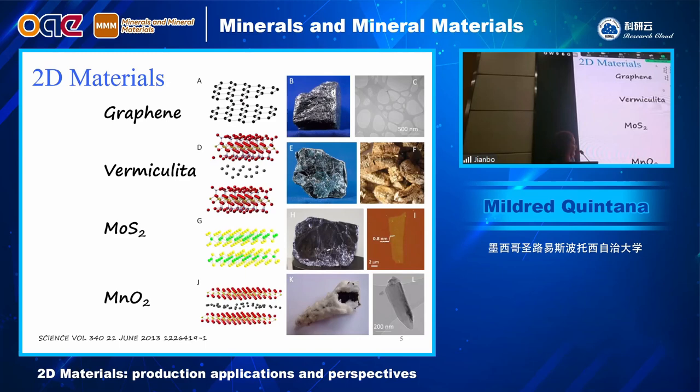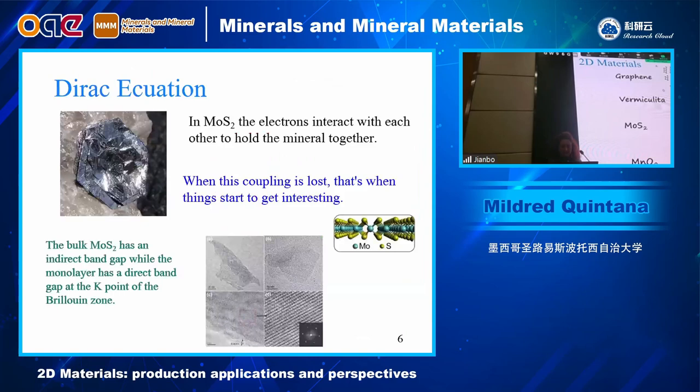And also we have some metal oxides and manganese oxide. All of these materials, you can see the minerals and you can see the exfoliated materials, and the properties of them are completely different from one to the other. Again, in the case of molybdenite, this is the mineral that is found in nature. And when you take out one of these layers, then the material's properties are completely different.